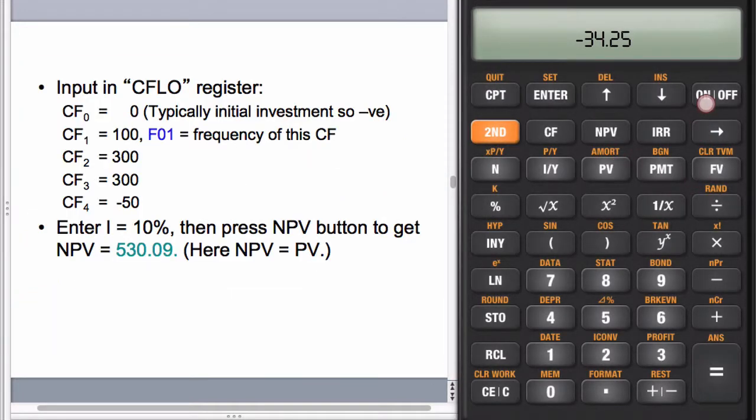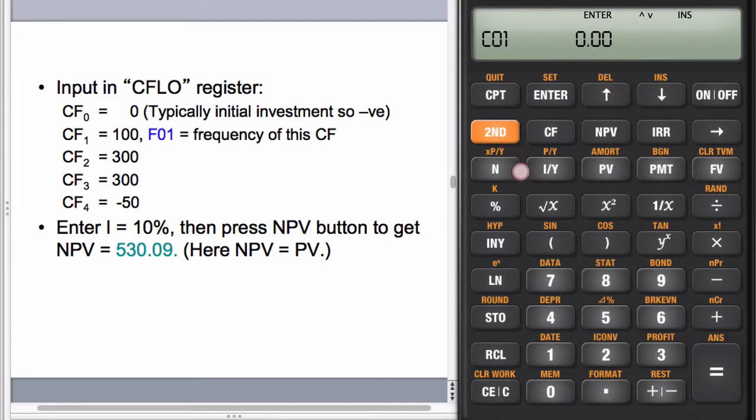Your calculator has a built-in cash flow register. Here's the cash flow register here. And let's just cycle through this. You got CF0, C01, F01, and so on and so forth. CF0 is always the first cash flow, which is typically an investment, and so it would be a negative number. But in this case, we don't have an initial amount, so we enter 0. So you enter 0 here. Remember to hit the enter button, otherwise it does not register it.